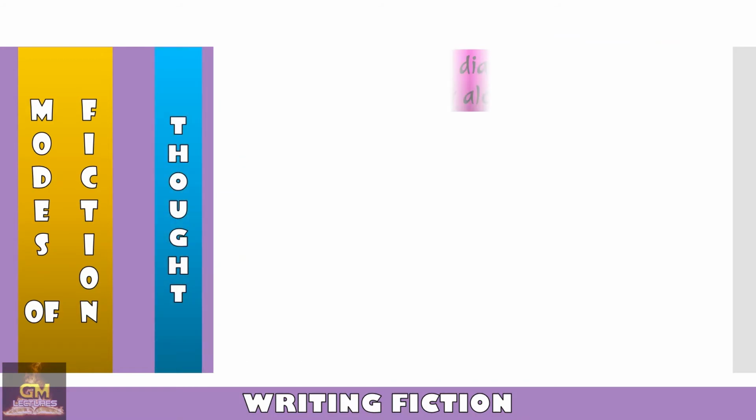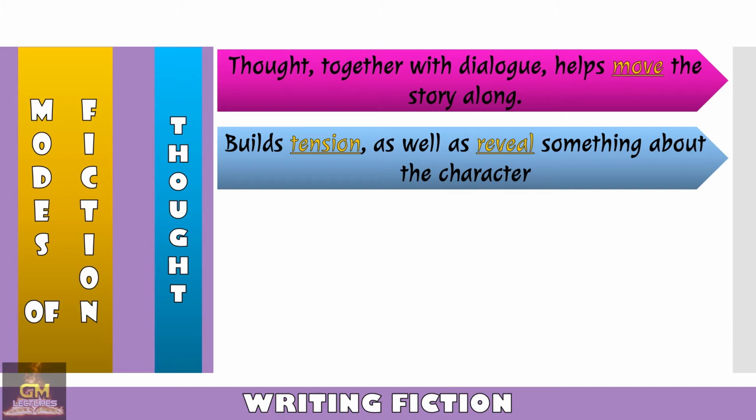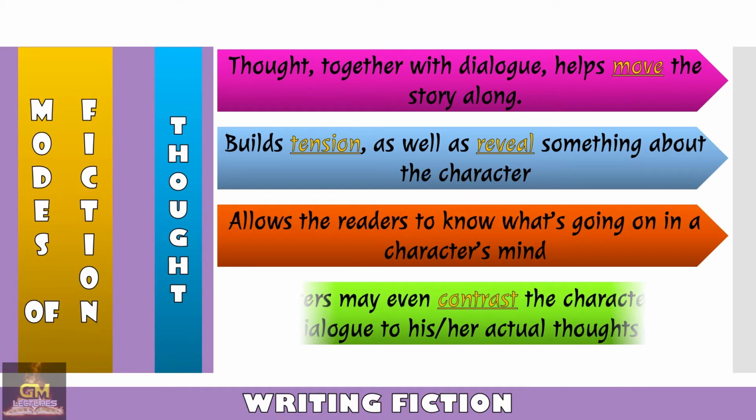Next, we have thought. Thought, together with dialogue, helps move the story along. Thought also helps build tension as well as reveal something about a particular character. Thought is important as it allows the readers to know what's going on in a character's mind. Also, writers may even contrast the character's dialogue to his or her actual thoughts to include a certain controversy or a certain twist in a particular scene or a particular event. This would also reflect the personality or the characteristic of a particular character.